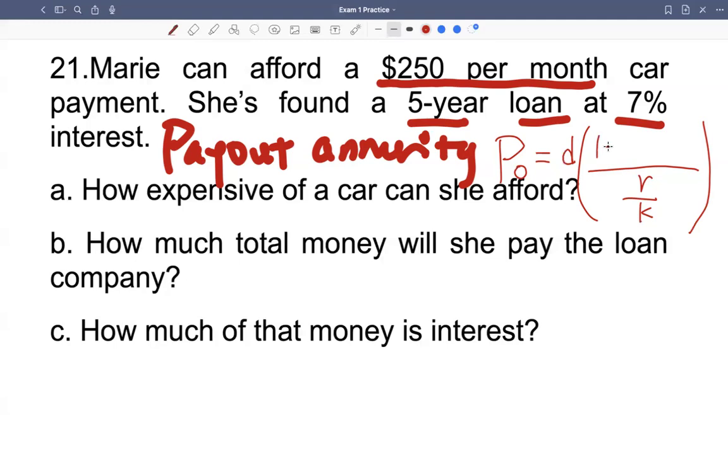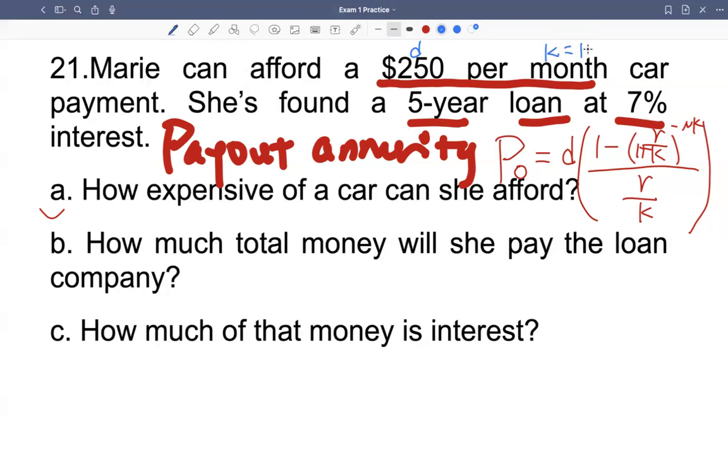Then the numerator will have 1 minus, 1 plus R divided by K, raised to negative NK, right? So we know this formula to apply. So let's see question 8. How expensive of a car can she afford? So 250 per month, this is our lowercase d. D equals 250 per month.